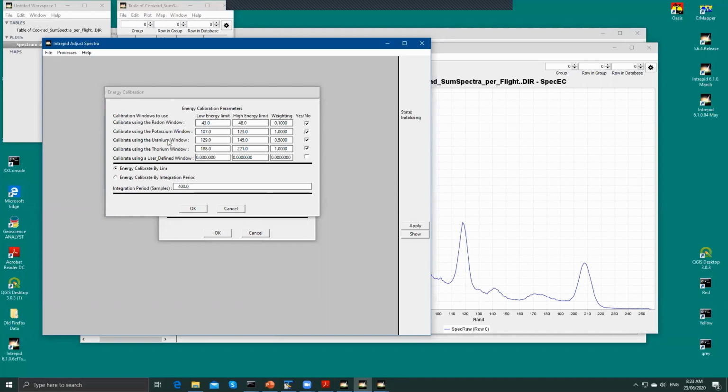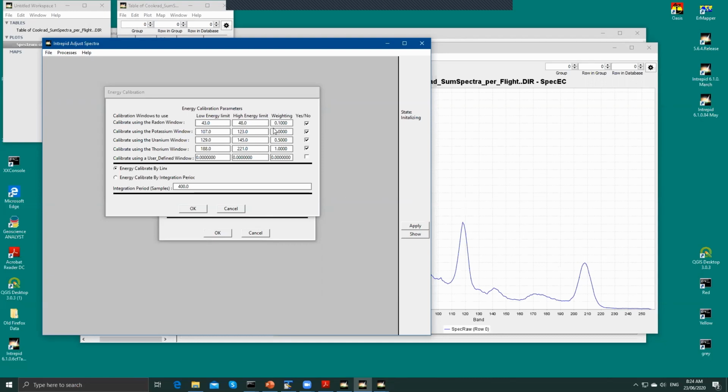Similar for uranium, the search window is set from 129 to 145. 129 is probably a bit low, but 145 would get the uranium peak here. Same with the thorium window, 188 to 221. Again, 188 is maybe a bit too low, but 221 definitely sees the thorium peak. Because we grab that peak and then move it to its correct position.